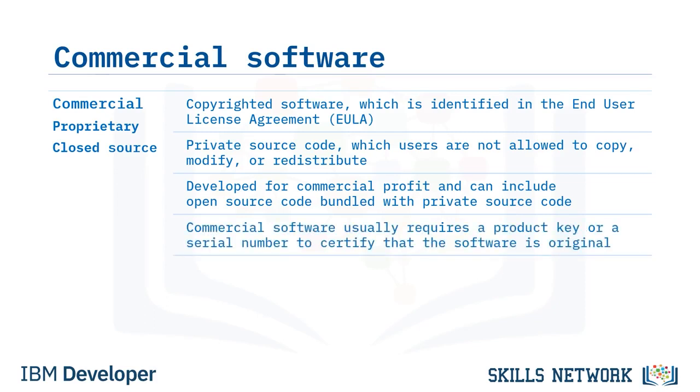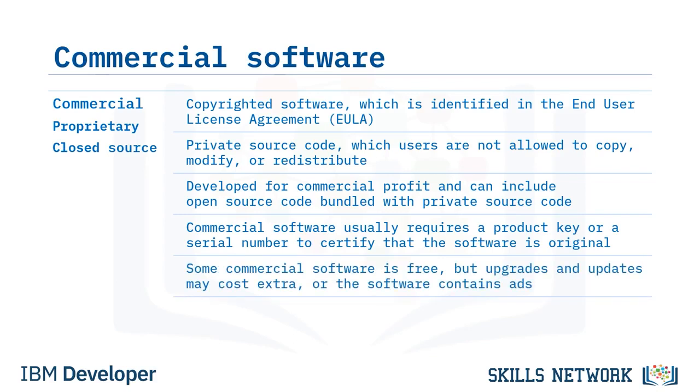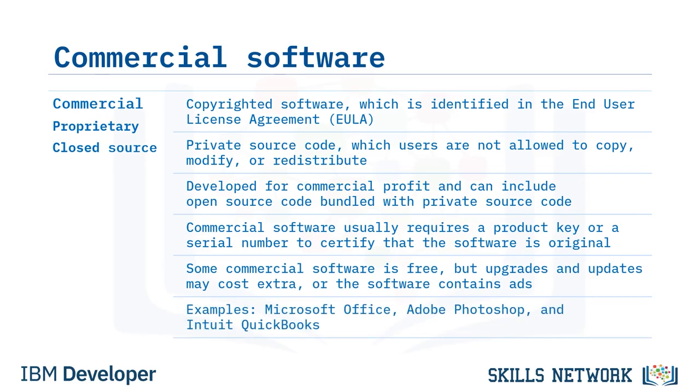When commercial software is installed, a product key or serial number is issued to certify that the software is original. Some commercial software is free, but upgrades and updates may cost extra, or the software may contain ads. Some examples of commercial software are Microsoft Office, Adobe Photoshop, and Intuit QuickBooks.